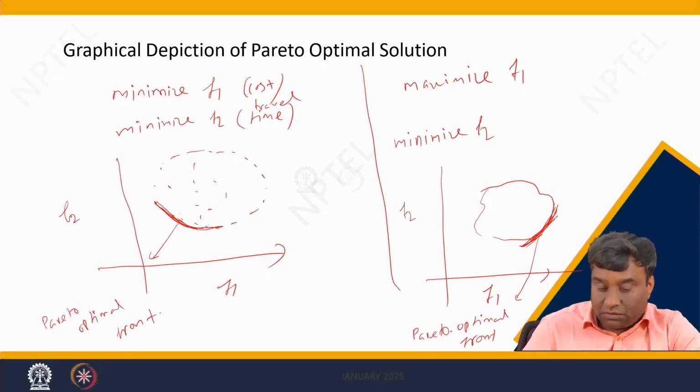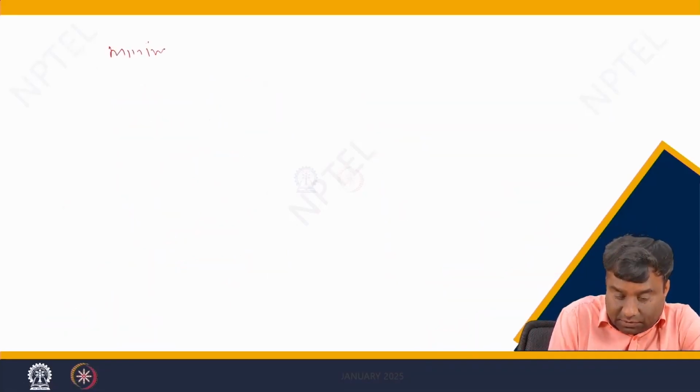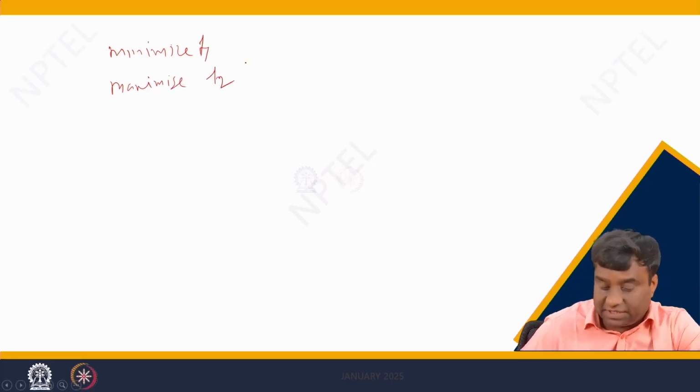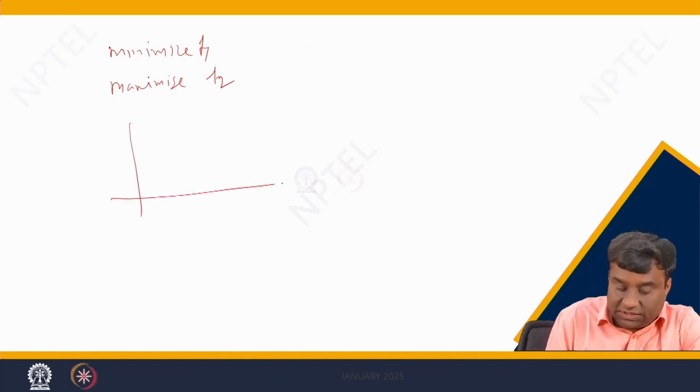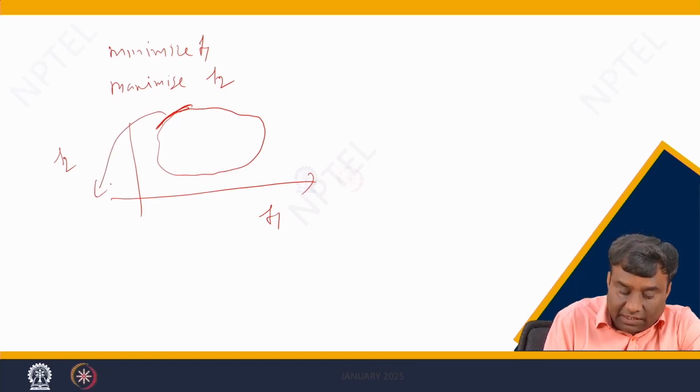Okay. Another example is that suppose we minimize F1 and maximize F2. Let's see the previous example. That was maximize F1, so here minimize F1. So this side is the F1 that should be minimized, and maximize F2, so F2 is this side. So the Pareto optimal is like this form. In this region you will get the Pareto optimal front.